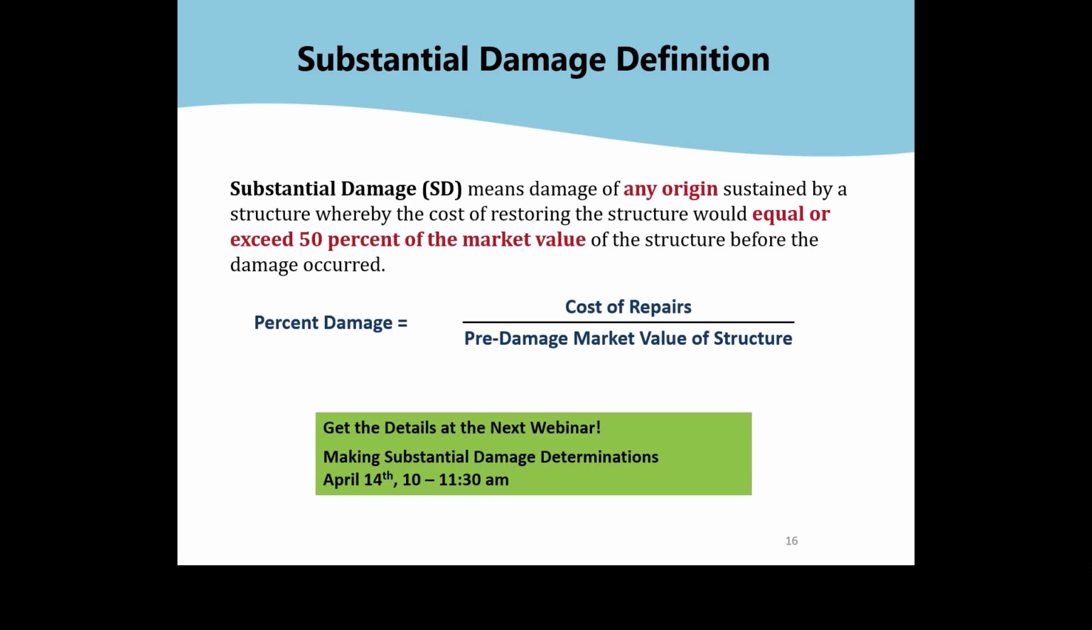Again, this is damage of any origin. We're not just talking about floods here. This could be damage from a fire, from a tornado, anything that's causing damage to the building can be included in this. As I said before, we're having a whole other webinar on substantial damage, so we're not going to get into details about this today. In a couple of weeks, we'll be getting into the weeds of substantial damage and making those determinations.